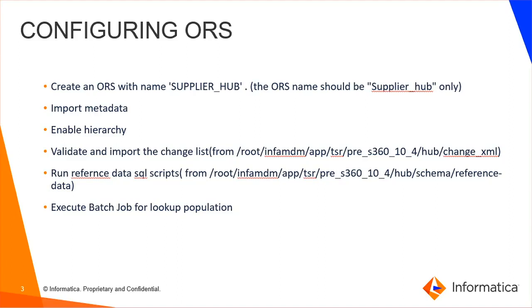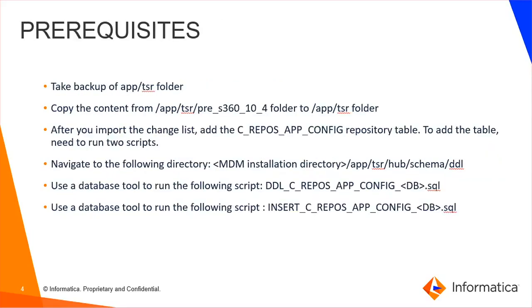The change list path is as below. So you will have to go to root, info-mdm, app, tsr, pre S360 hub change XML. Here you will find a change list of S360. Once the change list is imported, we will insert the reference data, followed by running the batch job to populate the lookup data.